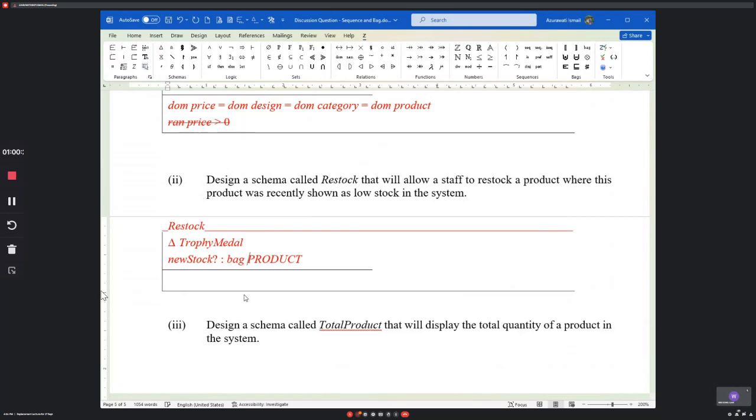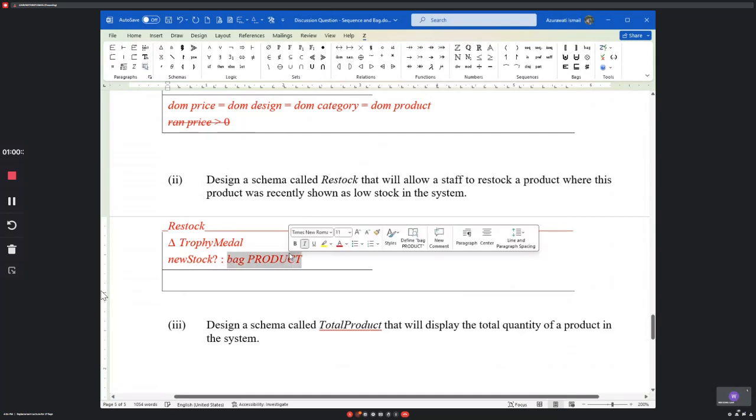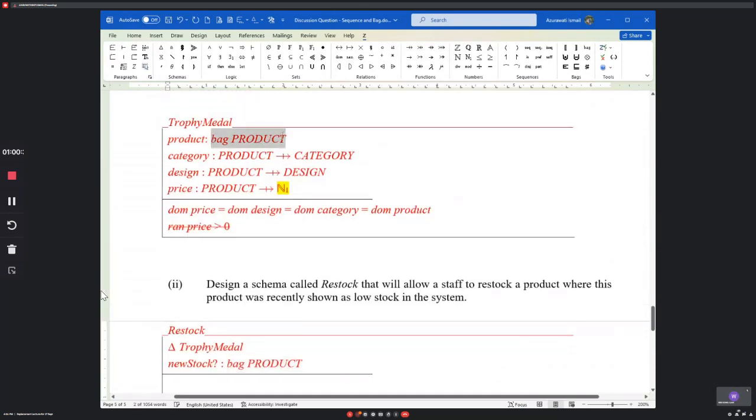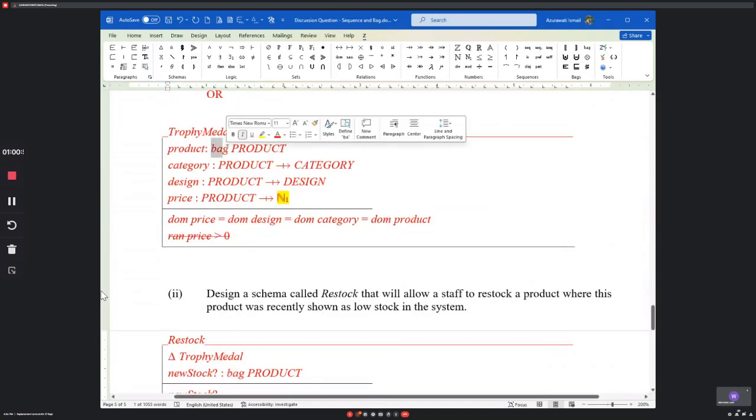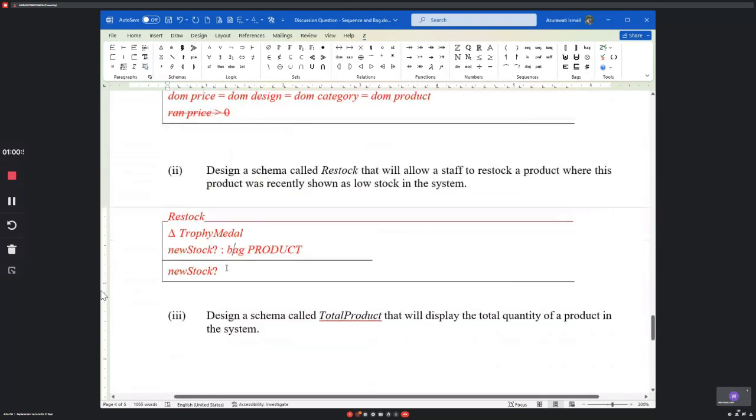So how to do restock? Because now it is a bag of product, our variable is also a bag of product. If you want to show that, when we stock the item, the product must exist in our system. So what you have to put here is: new stock must exist in our system. But because both are bags, here also bag, here also bag, you have to use bag union.